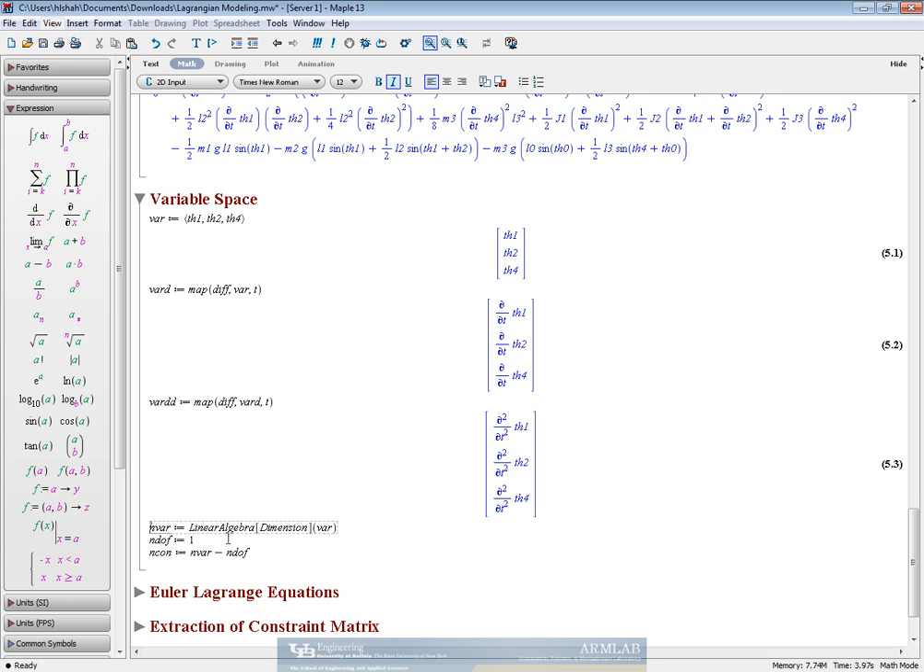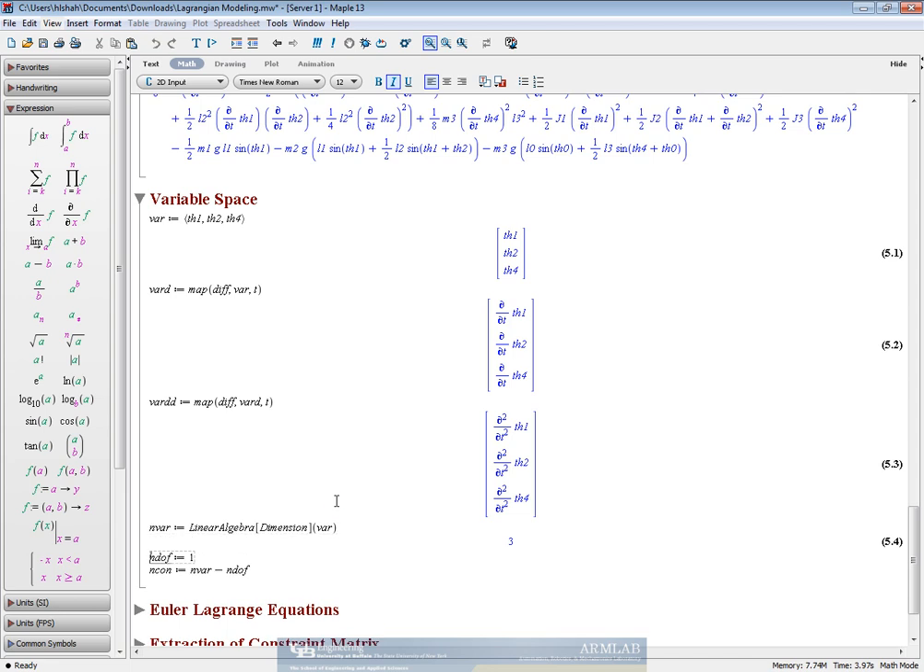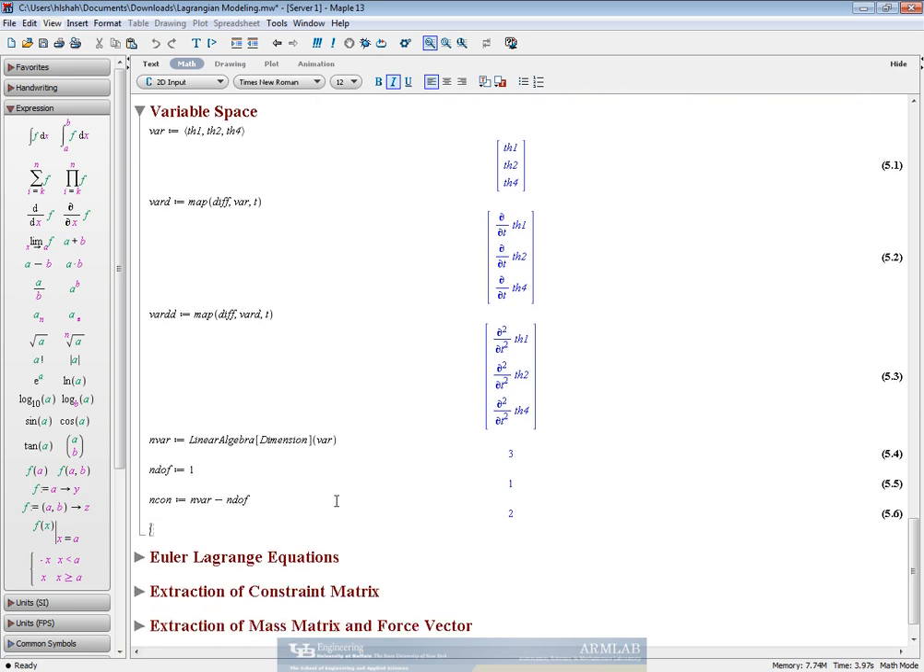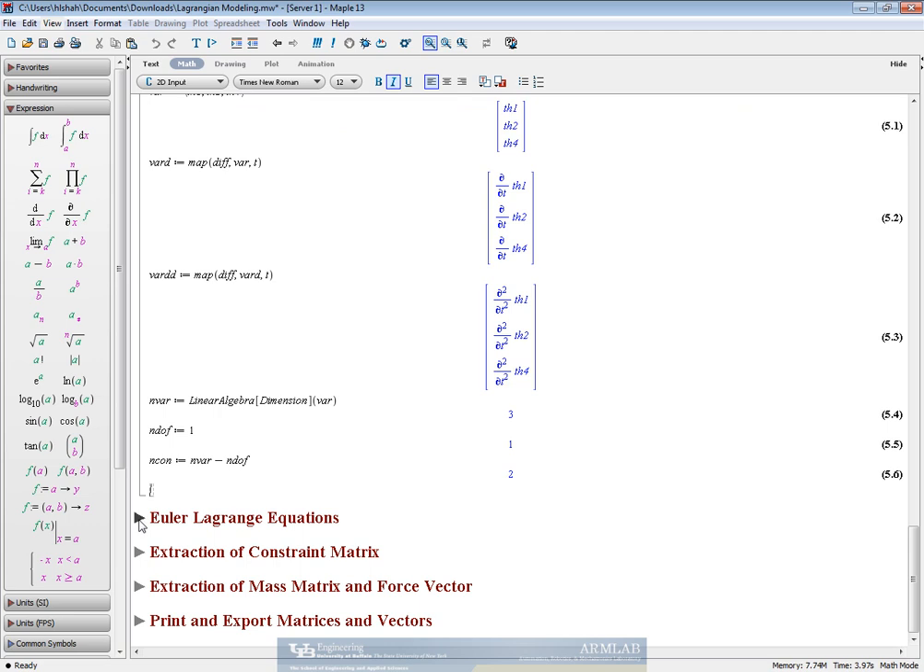The next step would be to now find the number of variables in the system. In this case it is 3 and it is easy to see, but this is done in order to generalize the process which follows from here on. We have n-var as the dimension of var, which is 3. We have the number of degrees of freedom in the system. We know that it is 1. And so we calculate the number of constraints, which is going to be 2. The next step is to actually calculate the Euler-Lagrange equations.